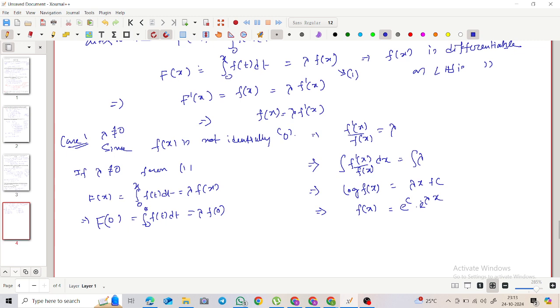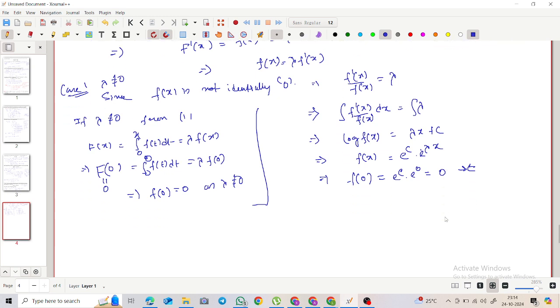This implies f(0) is 0, as lambda is non-zero. So f(0) is 0. Put f(0) = 0, then you get e to the power c into e to the power 0 is 0, which is a contradiction. E to the power c is never 0. So this is a contradiction, so lambda can't be 0.